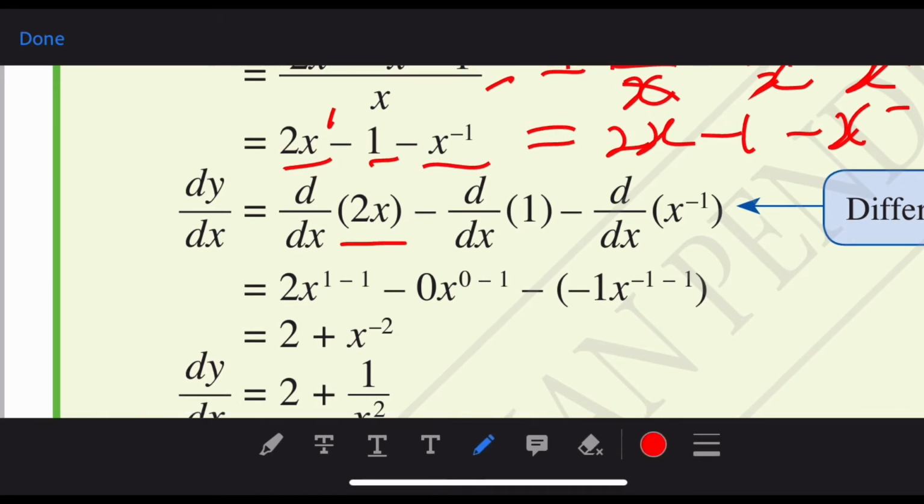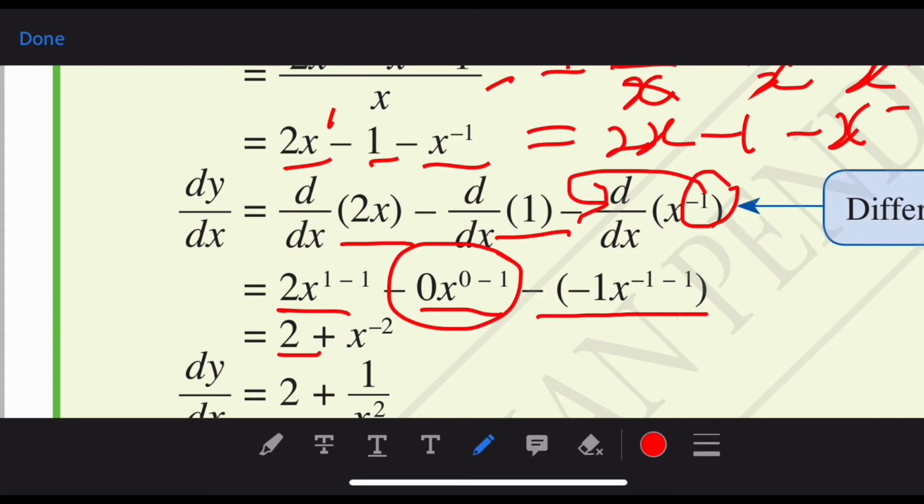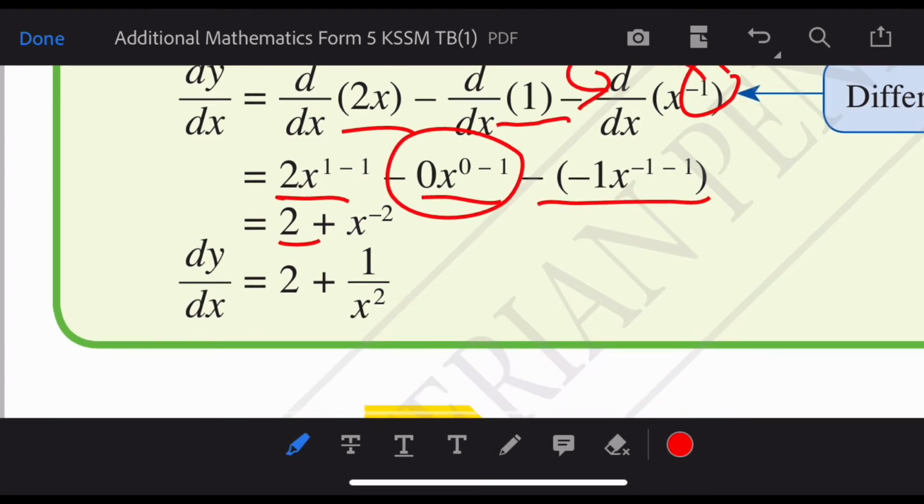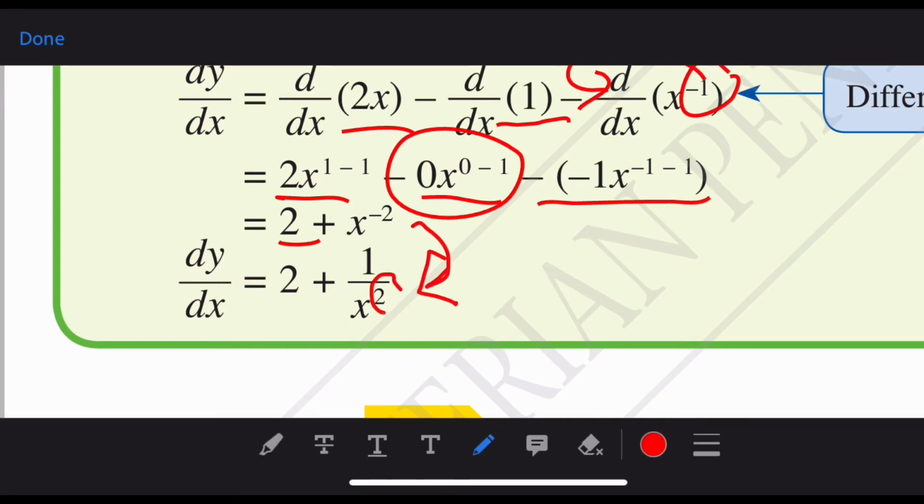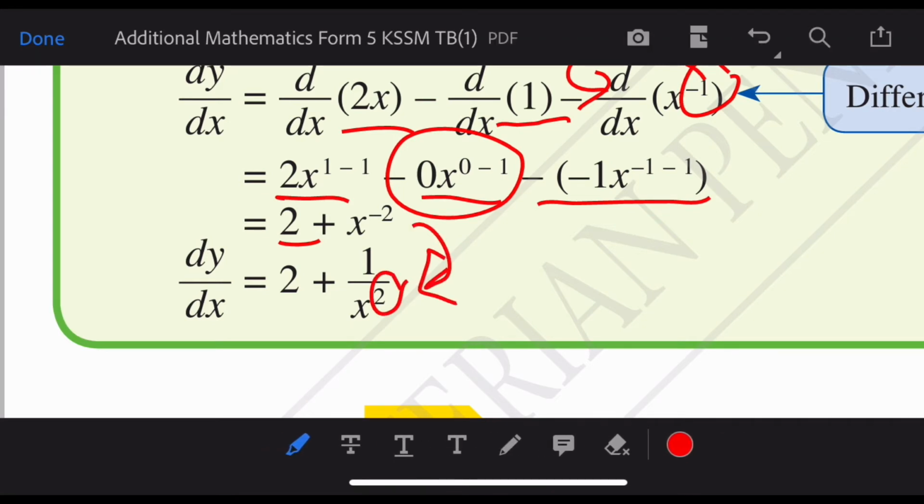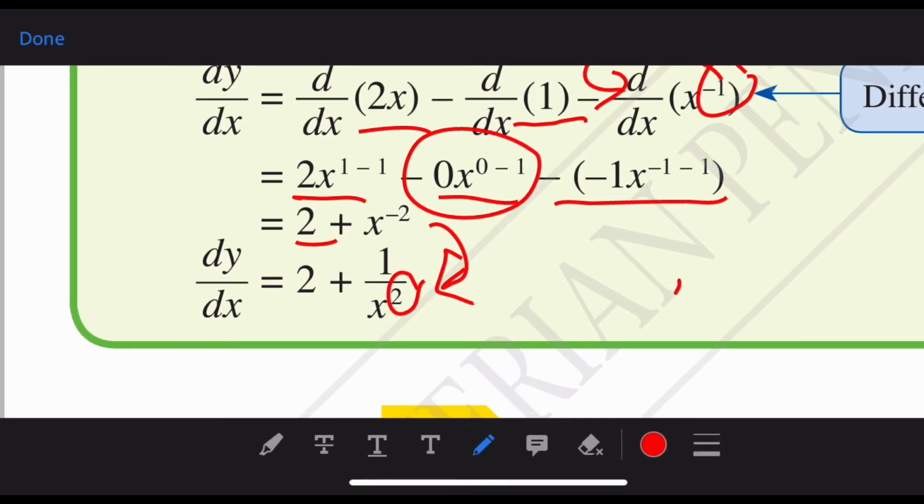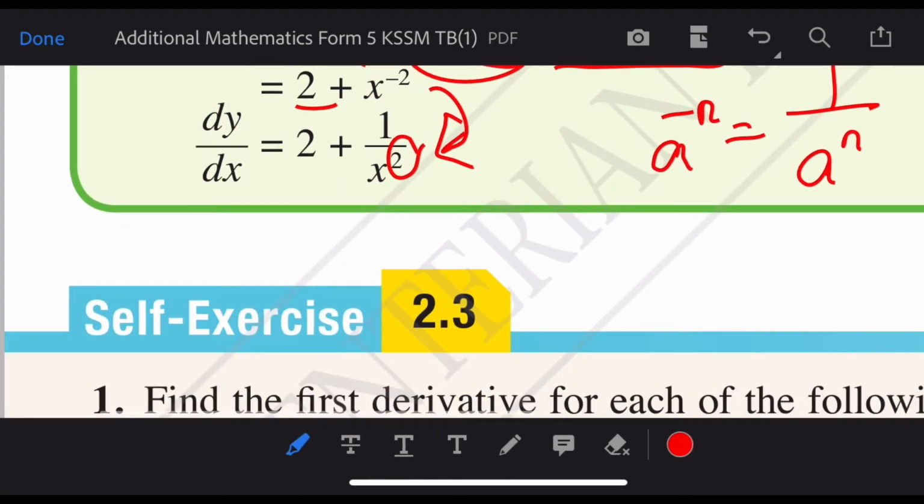Then only you differentiate term by term like this. You differentiate 2x, you get 2. You differentiate any constant, you get 0. So normally when we see a constant, we just ignore it, we write 0, or if you don't want to write 0, it's okay. This one be very careful, negative and negative become positive. Then after you differentiate, you get 2 plus 1 over x squared. Always convert back to the positive power, bring down to the denominator. Remember the indices law: a to the negative n equals 1 over a to the n, because it is easier for you to substitute the x value after this.